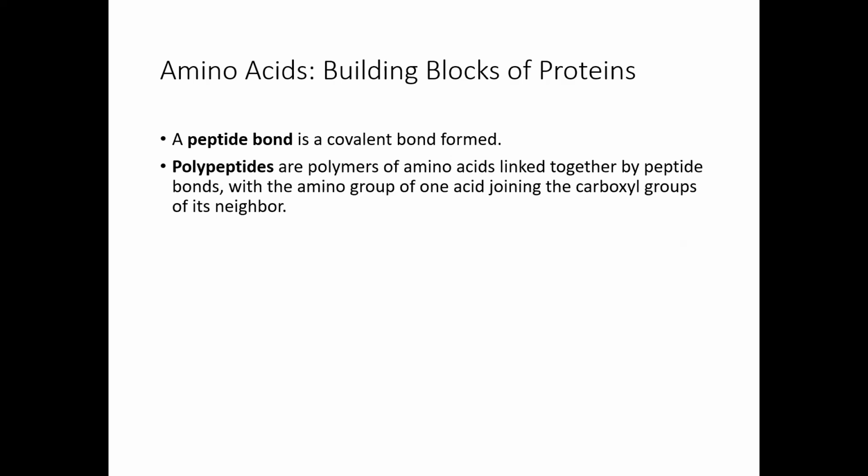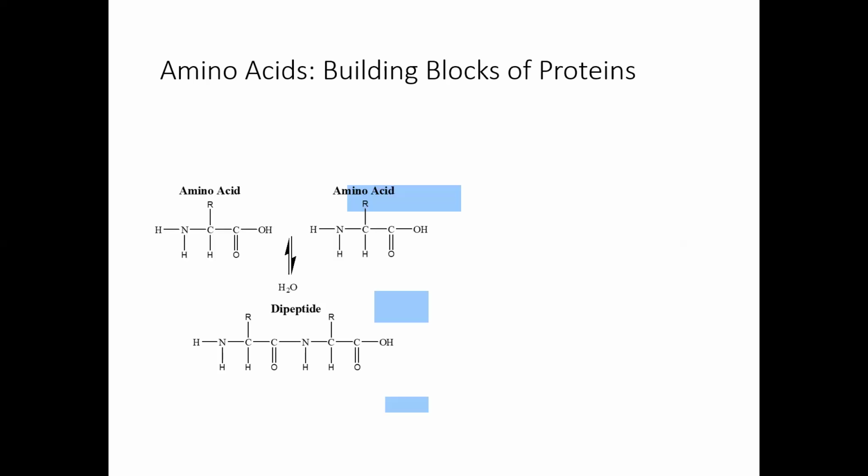So we have what we call a peptide bond, which is a covalent bond that is formed during the process of building protein. And we have the polypeptide, which are polymers of amino acids linked together by peptide bonds. And these polypeptides make up the proteins. So one amino acid joins to the carboxyl group of its neighboring amino acid. So this is how the protein is formed, from one amino acid to another, joined with the elimination of a water molecule to form a dipeptide, via a peptide linkage.